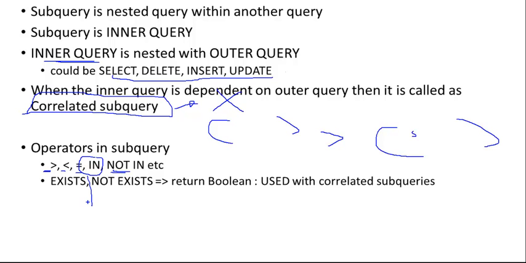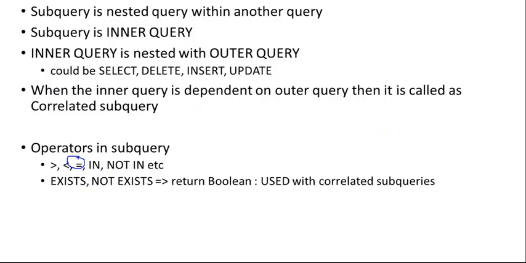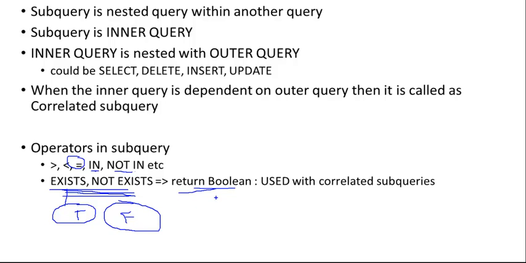IN is used when you have more than one output, more than one row from the subquery. When it is one, you use equal to; when more than one, you use IN. And you can have NOT IN. Typically in correlated queries you will use EXISTS and NOT EXISTS. EXISTS means whether something exists or not: true if it exists, otherwise false. So it typically returns a boolean.